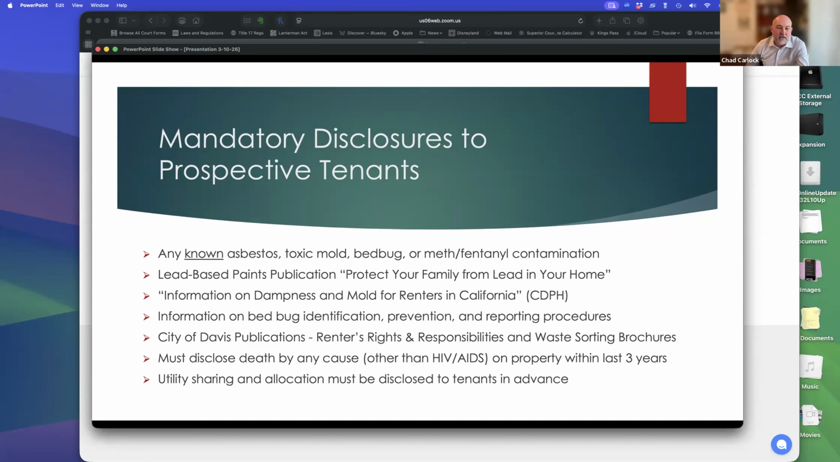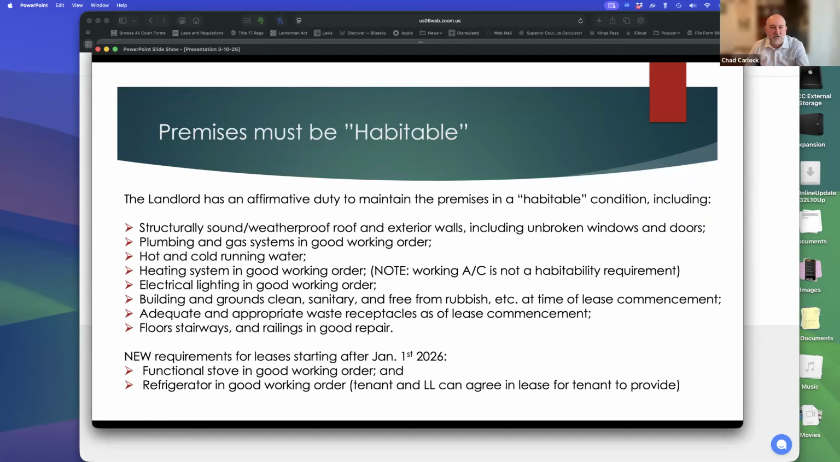If there is a sharing or allocation of costs between landlord and tenant for utilities, then it needs to be specifically disclosed what that allocation is to the tenants. Best to do it in writing. Usually that's done in the lease in advance of the start of the tenancy. So that's another piece of information you have to give them.